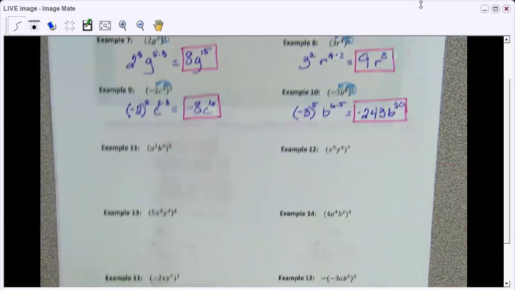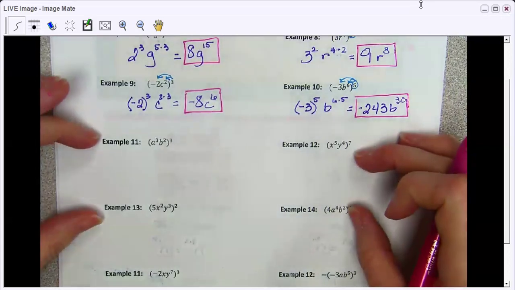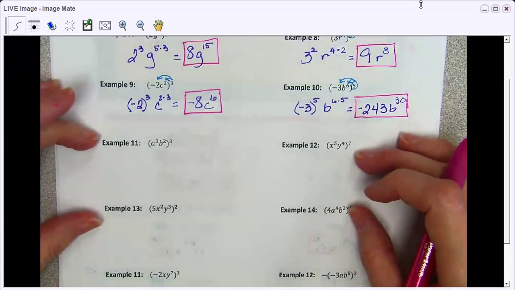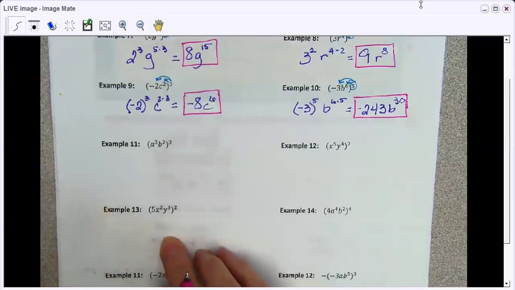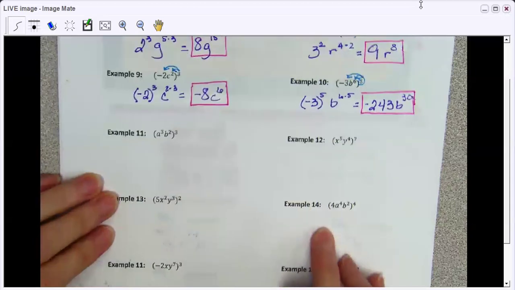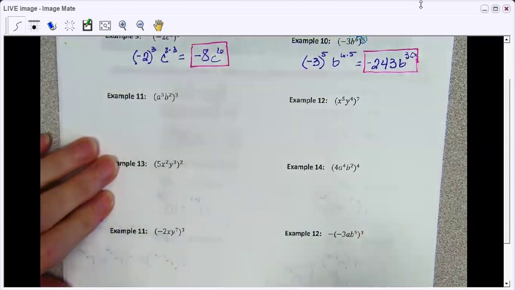All right, so the next 4 are not any different than what we've been doing. So I am going to do 13, and then I want you to do 11, 12, and 14 on your own. So I'll end up pausing the video.